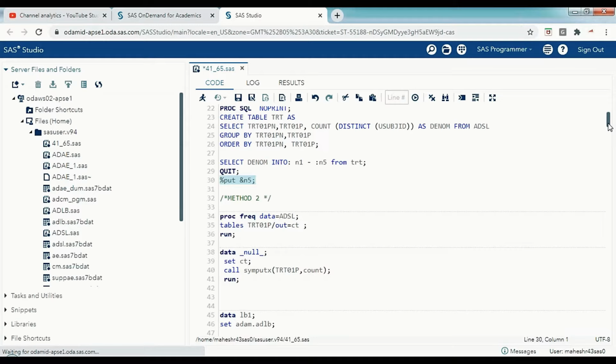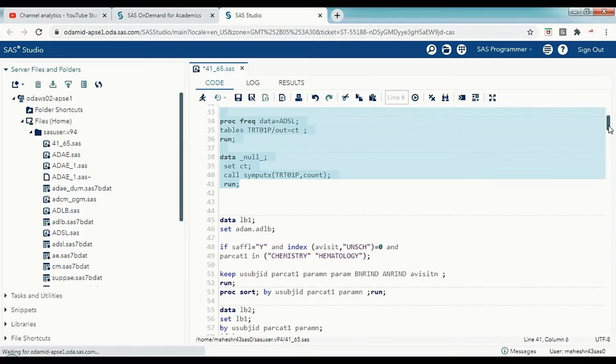So you can create it by different methods. You know how to create a macro variable in different ways, right? The percent let as well as SQL methods, and call symput methods. So many methods are there. Here I am using the SQL method, but you can also create the macro variable by using call symputx.